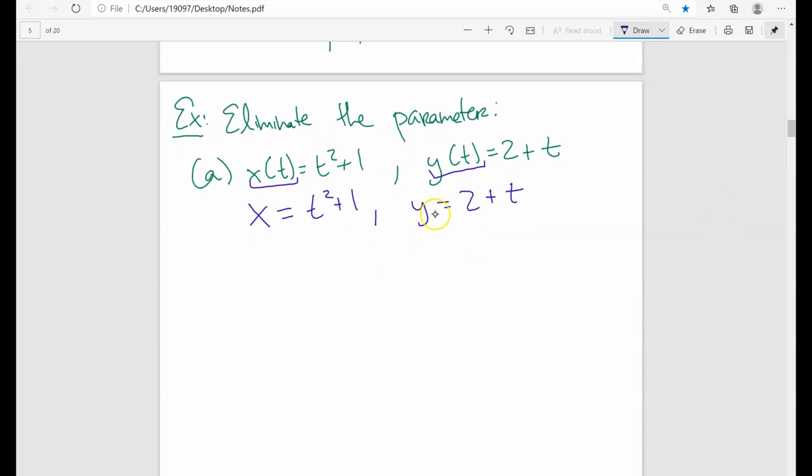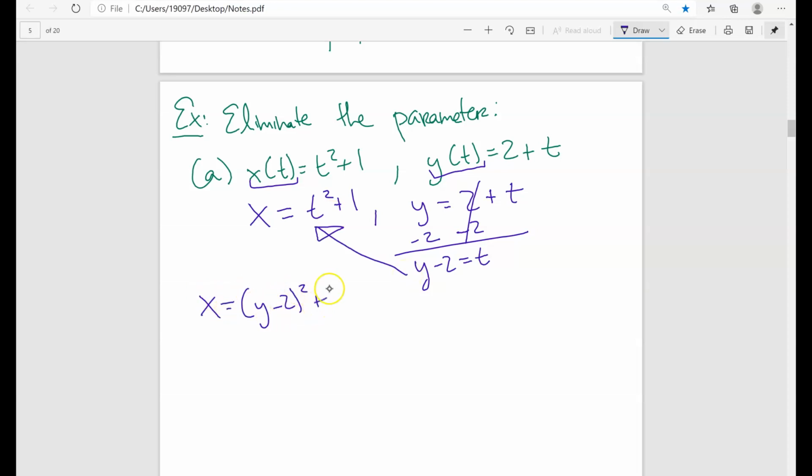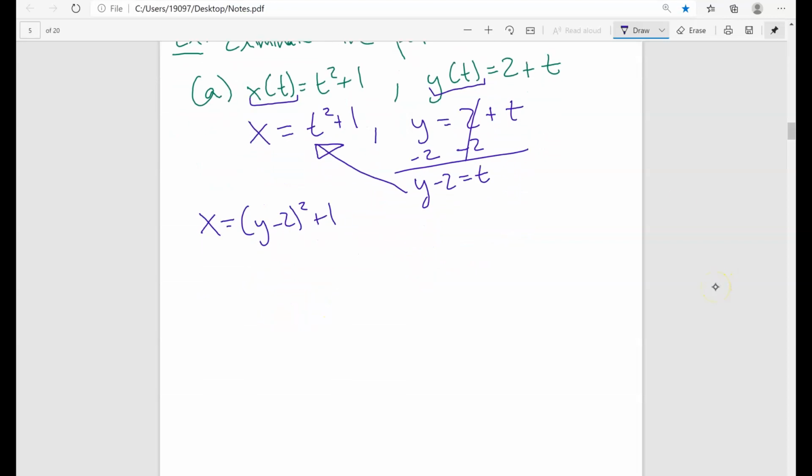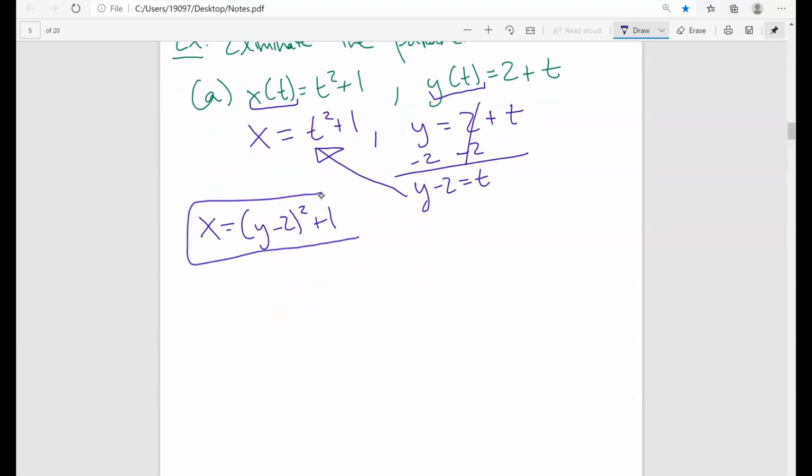So notice that solving for t in the y equation is a little easier. So I'm going to subtract the 2 over. So you have y minus 2 equals t. And then we're finally just going to plug it into the other one. So x is equal to (y minus 2) squared plus 1. So you can leave it like this. You can FOIL it out if you want to, but this is good enough.